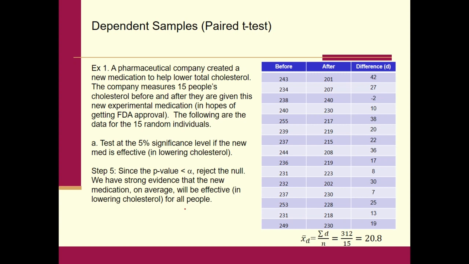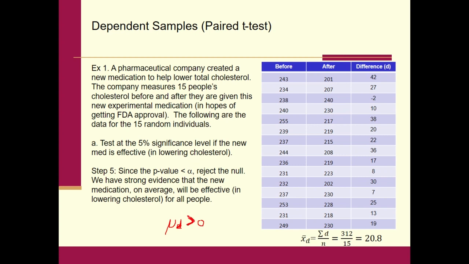So what did the null hypothesis say? That they were potentially equal to one another. Okay, what did the alternative say? If we reject the null, we think the alternative is correct. What did the alternative say? That mu sub d was greater than 0. Fantastic, but what does that mean in terms of the problem? That means on average the pill is effective. So we would say we have strong evidence that the new medication on average will be effective for all people in lowering cholesterol.